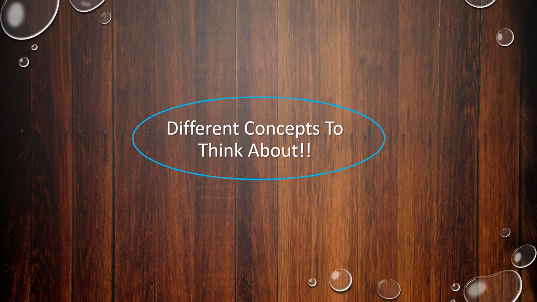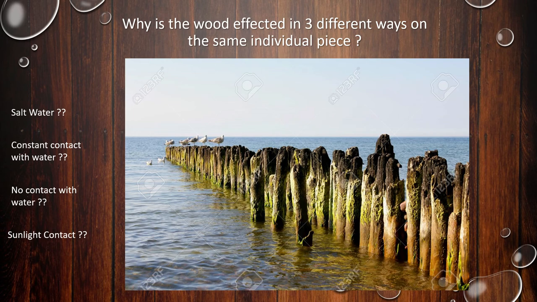Then, thinking a bit more abstractly or looking at different concepts, so real life examples, we're going to look at these timber stacks in the sea. Why is the wood affected in three different ways on the same individual piece? You have constant contact with water, you have contact with water and then contact with sunlight, and then you have the top part of the pole which is never in contact with the water but has constant contact with sunlight, and the different effects that occur as a result of this.